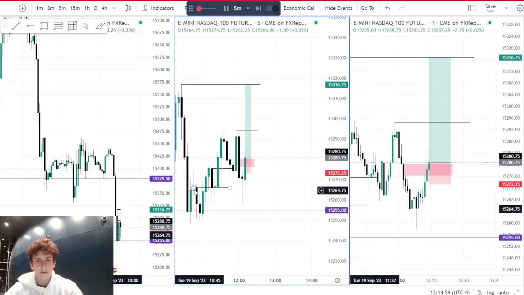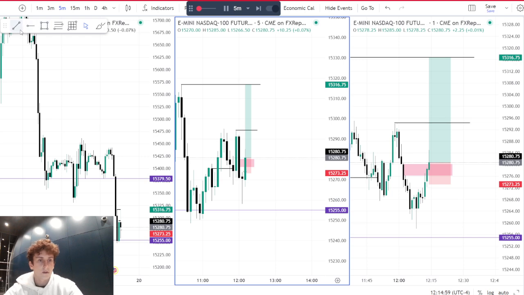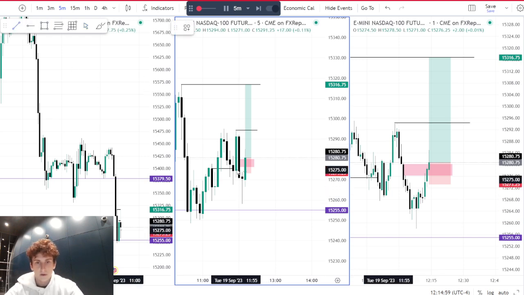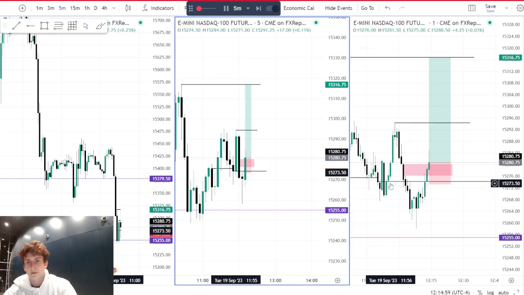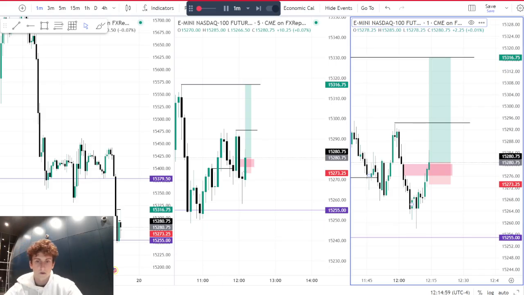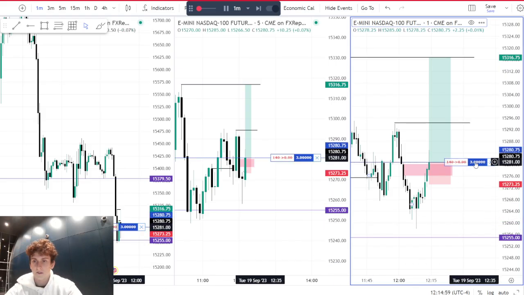And although I'm liking it, you do have to acknowledge the fact that we are in a down close candle situation right here that we're reacting to. So I'd take it just because the risk isn't too bad.